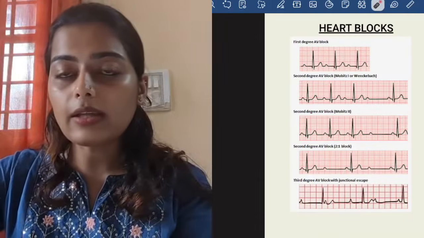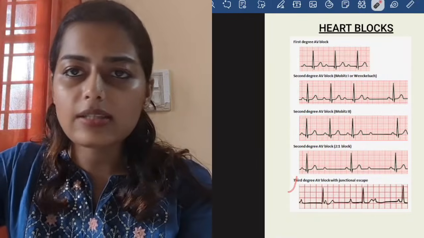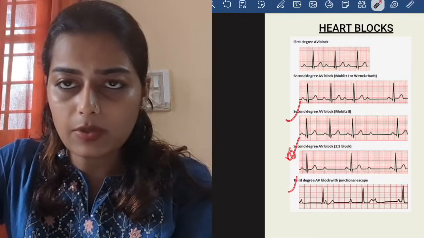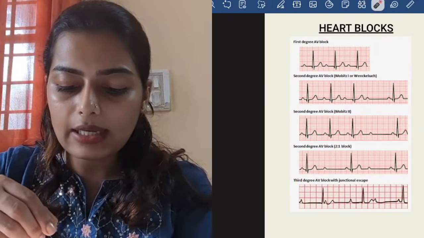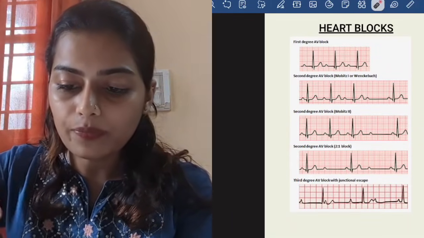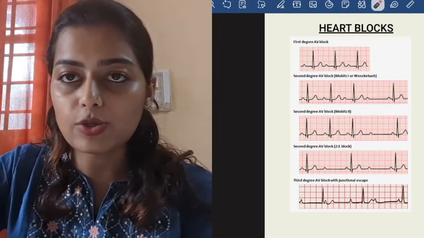I wanted to talk a little about management of heart blocks. Whenever the patient is asymptomatic and stable, there is no need for any medical management. But in case of third degree AV block and second degree AV block, especially Mobitz type 2, you should put a pacemaker. A pacemaker should be planned.